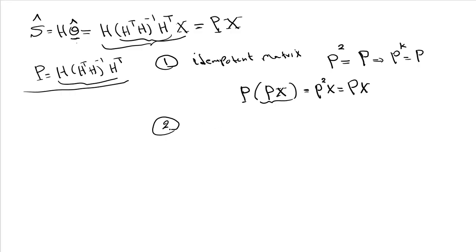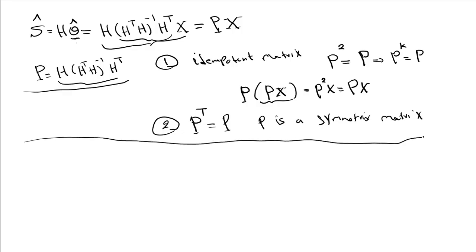Another property is that the projection matrix is a symmetric matrix. P is a symmetric matrix. An idempotent matrix is a singular matrix and its eigenvalues are 0 and 1.